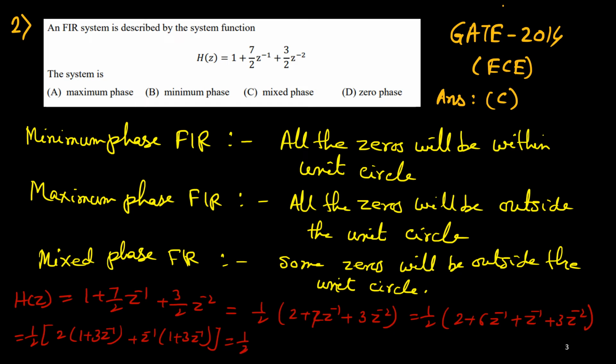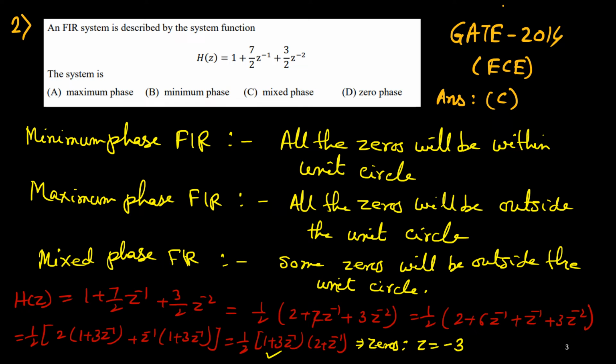So you will get half times 1 plus 3 z to the power minus 1 and 2 plus z to the power minus 1. So what are the zeros? First, this solution: z equals minus 3, because 1 plus 3 z to the minus 1 equal to 0.